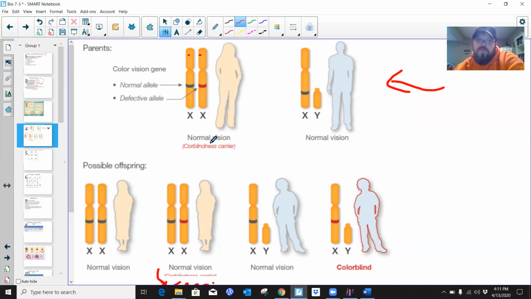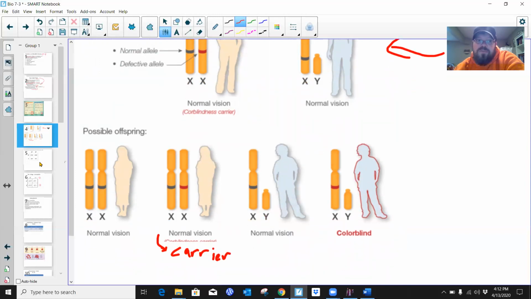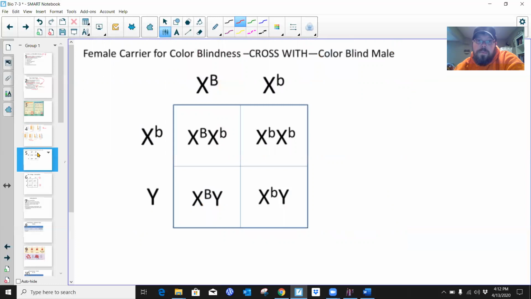Okay, so here's an example. We've got a normal vision mother. She's a carrier. She carries 1 copy of the normal allele and 1 copy of the defective allele. And again, colorblind is defective. It's not a humongous defect by any means. And then here's the male over here that has normal vision. So there are 4 possible offspring. Sorry, I'm jumping ahead. My bad.